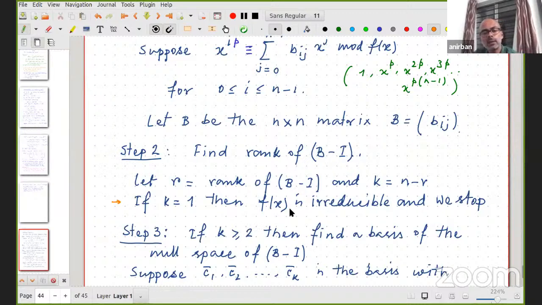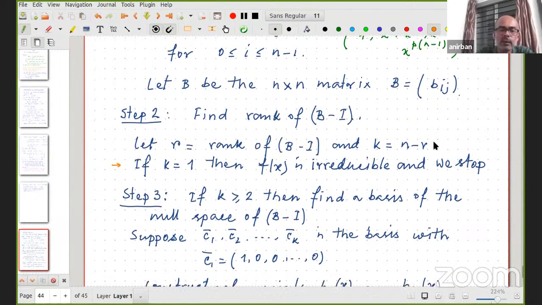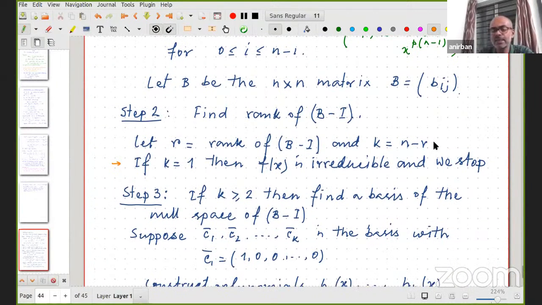So if k is 1, that is, the null space is of dimension 1 and rank is n minus 1. If that happens, then f(x) itself is irreducible and we stop. We will just terminate the process. If k is greater than or equal to 2, we go to the next step.